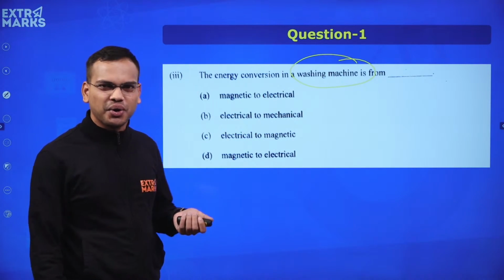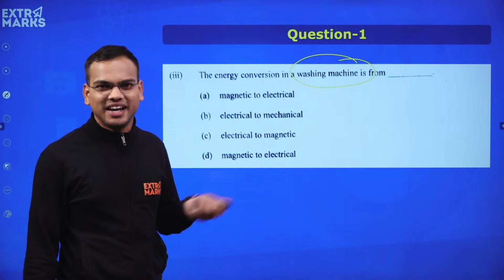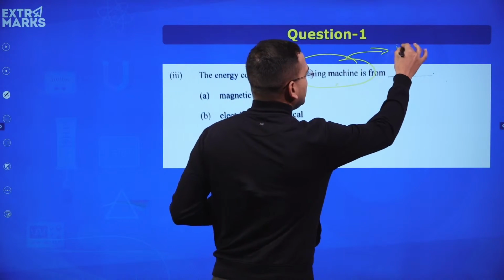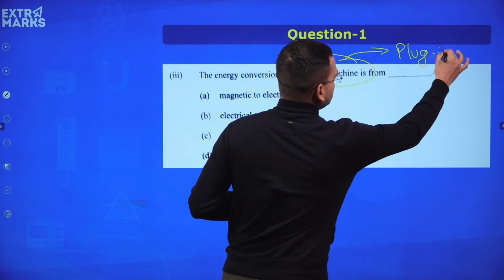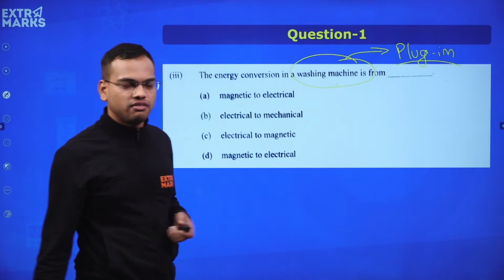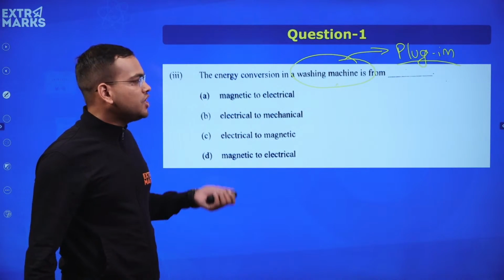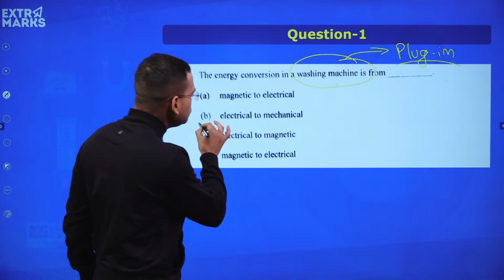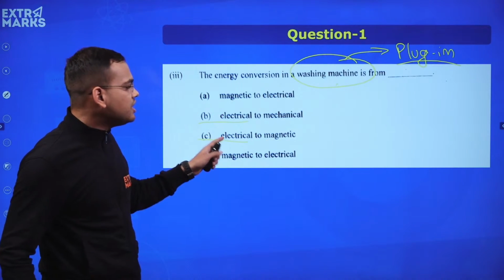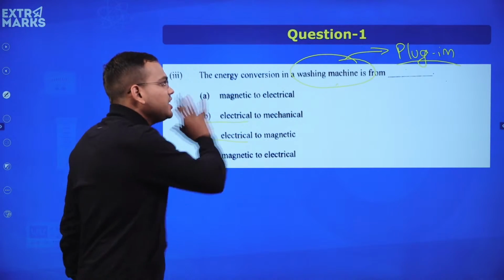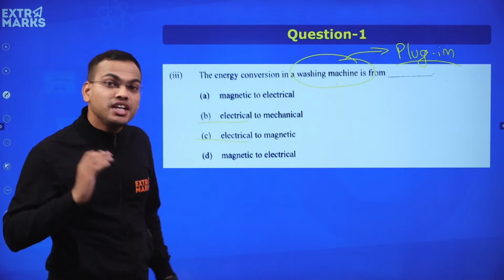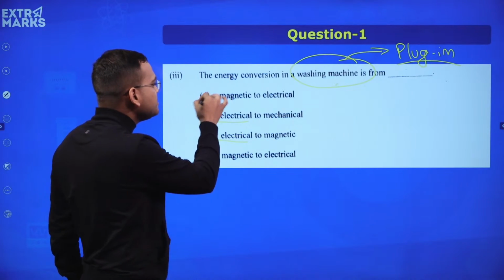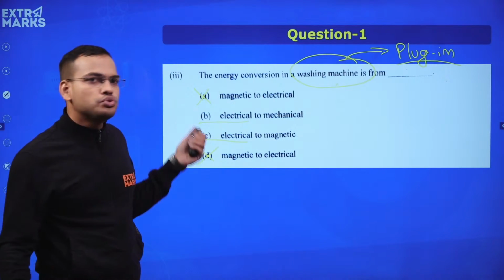Does it run on petrol or diesel, or on electricity? Yes, it runs on electricity. Whenever we plug it into a socket, it runs on electricity, right? So the energy conversion in a washing machine is from electrical. Now we are coming to two options. Electrical means first electrical energy is provided to the machine, and after that it is converted to something else. That we don't know. So we can easily cross out these two options.